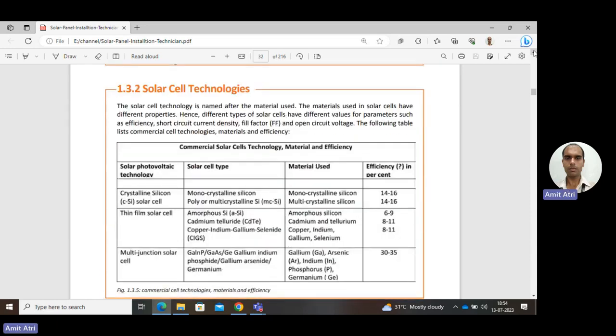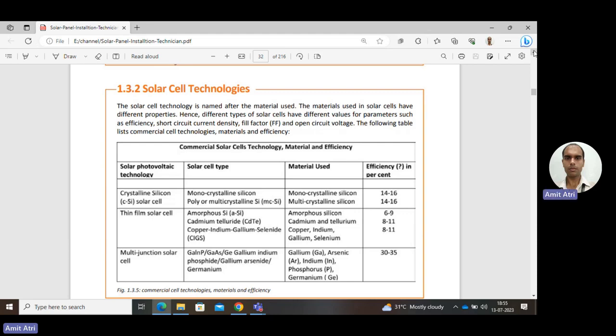Now coming to solar cell technologies. The name of the technology is the name of the material which is used for manufacturing the solar cell. Different types of materials have different properties, so correspondingly each type of solar cell has different values of the parameters we have just studied: efficiency, short circuit current, fill factor, open circuit voltage, all of these parameters. So in the table, first solar photovoltaic technology.